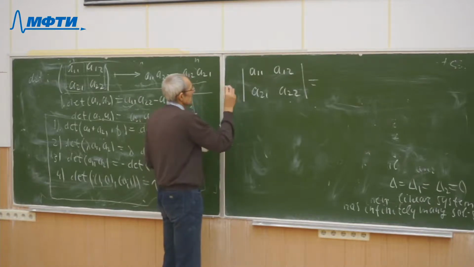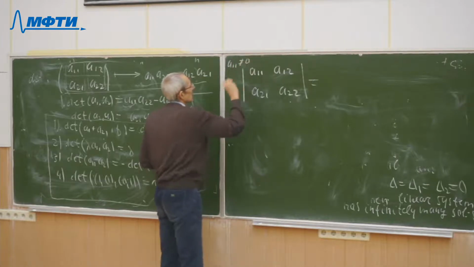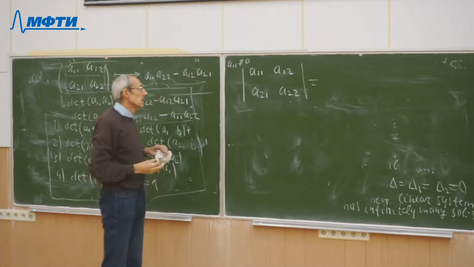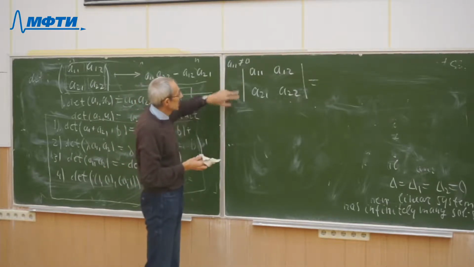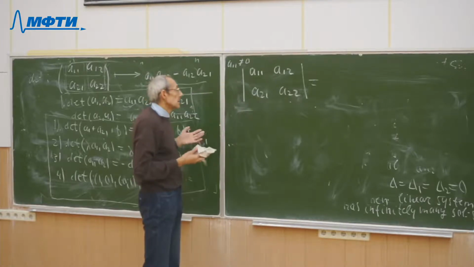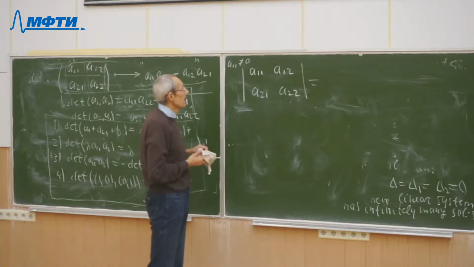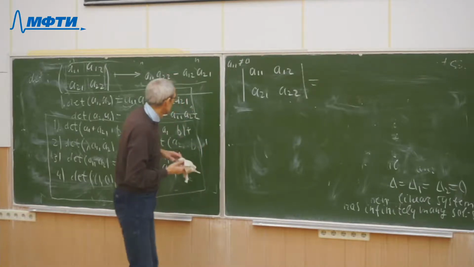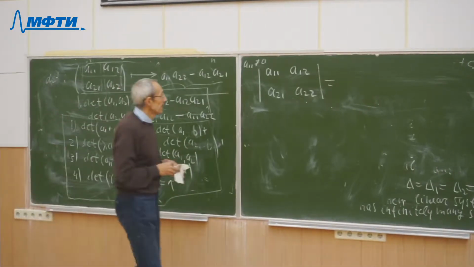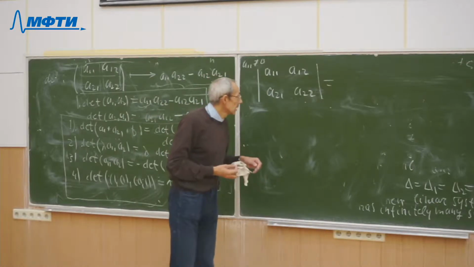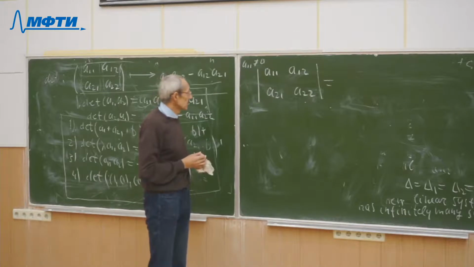Let's suppose that A11 is not equal to 0. If A11 is equal to 0, we can exchange two rows. And after this permutation, the determinant by the third property changes sign. And we pass to the case when this term is not equal to 0.